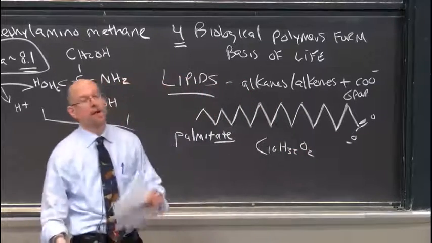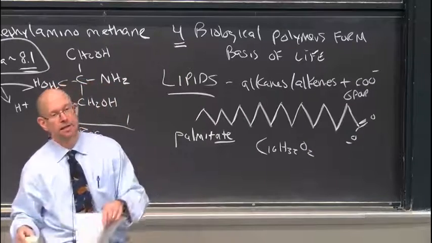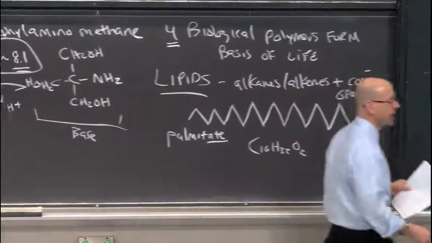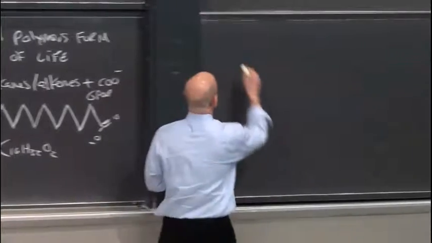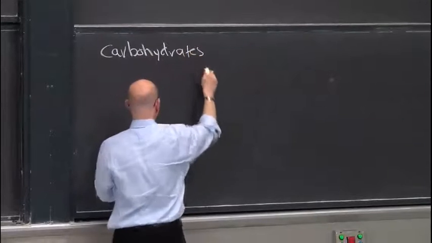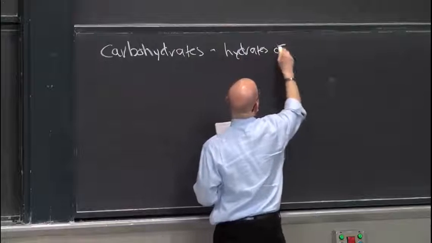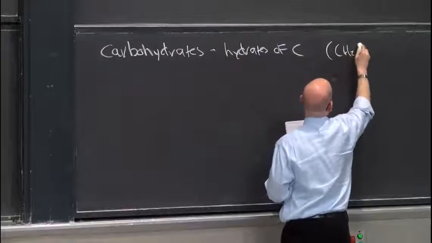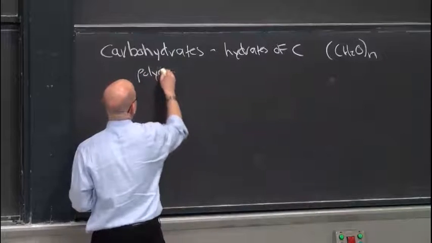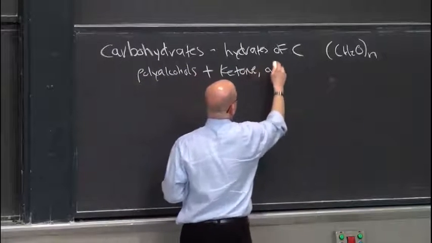Now, sometimes these are esterified to a polyalcohol, to glycerol, and when that happens, we call them triglycerides, because the glyceride part is the glycerol polyalcohol. But that's one class of molecules, okay? Alkanes and alkenes. The second class of molecule are carbohydrates. And carbohydrates are literally hydrates of carbon. They have the general formula CH2O n. Okay? And for the most part, these are polyalcohols that either have a ketone or an aldehyde on them.